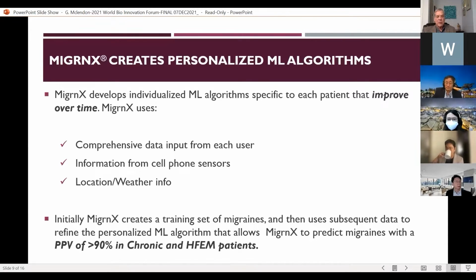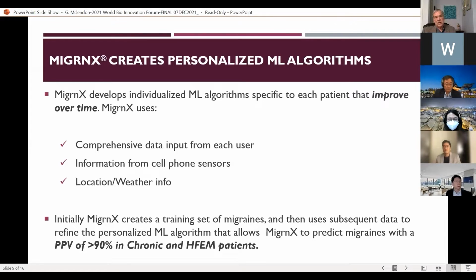So armed with those data, for each individual where we have multiple headaches, we start to create a training set. And we put that training set through a neural network, and then we refine a personalized machine learning algorithm to predict migraines for each individual. For some individuals, we don't have any idea what causes your headache. And maybe it's something you ate and we have no information about that.